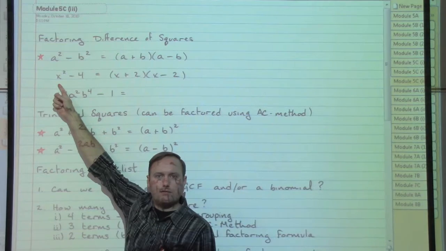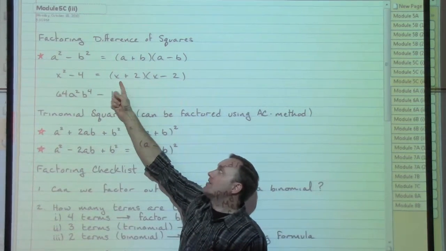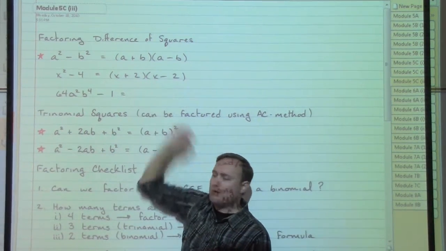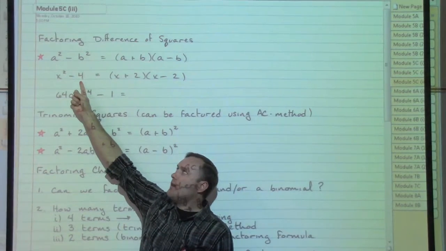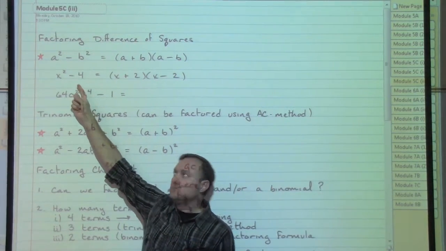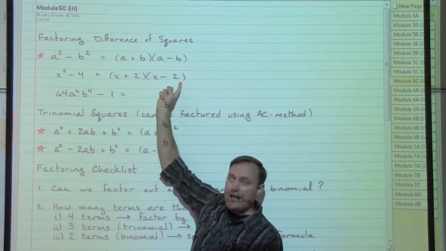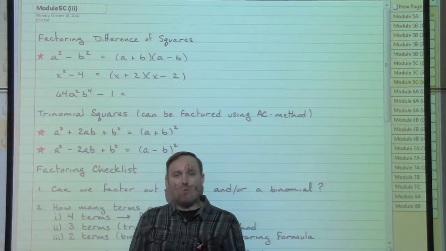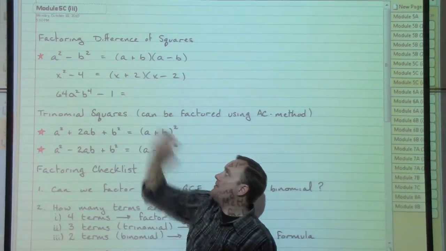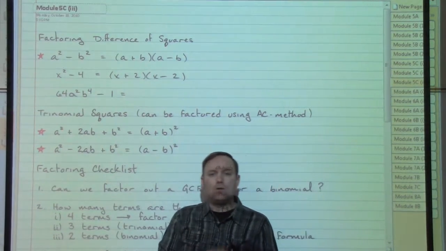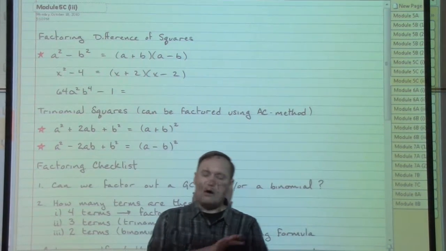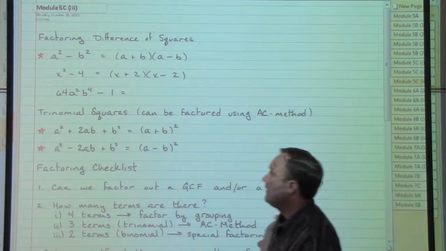Well, x. So x goes at the front of each set of parentheses. What do we square in order to get 4? A 2. So 2 goes at the back of each set of parentheses. One set of parentheses gets a plus sign in the middle, the other one gets a minus sign in the middle, and so the squares part all works out hunky-dory.